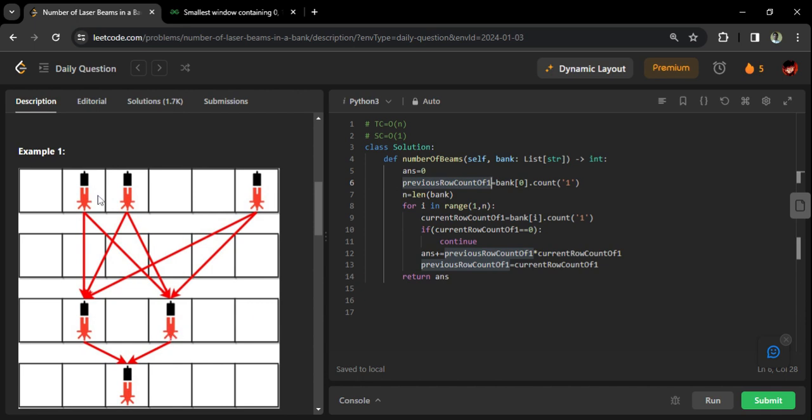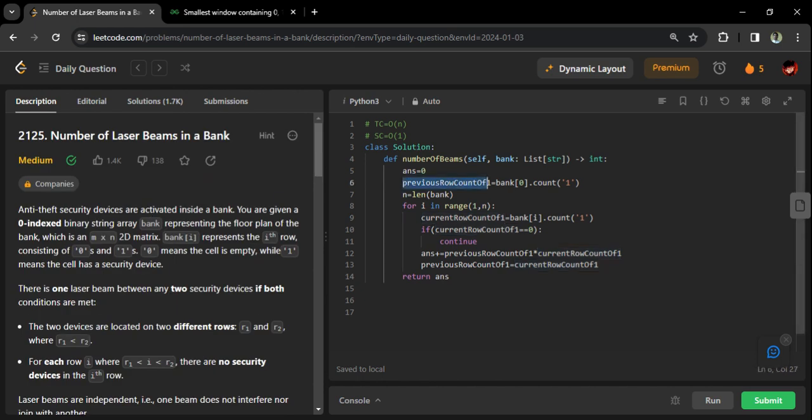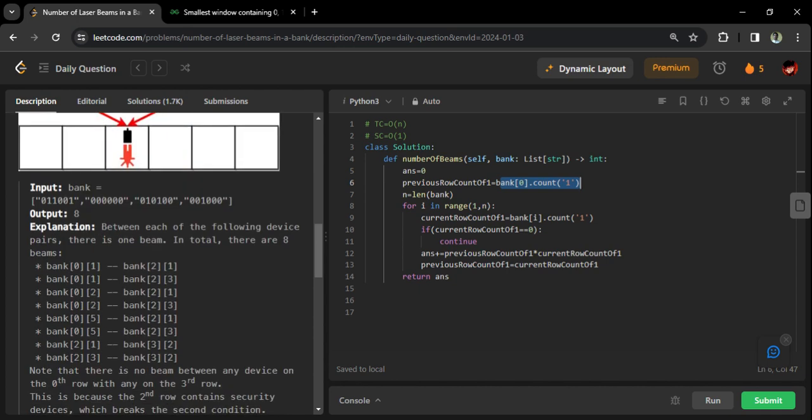That's what I'm doing. So basically the idea here is the number of devices in row 1, I will store in previous row count of 1, and the number of devices in row 3, I will store in current row count of 1. Okay, then I will multiply them and get the answer. This is my idea, but let's see how we are doing it. So previous row count of 1, I'm declaring this variable. I'm storing in it the number of ones in the 0th element of the bank array. Okay, what is this? Yeah, this is the one. 0th element of the bank array. How many ones are there? That I'm trying to find.